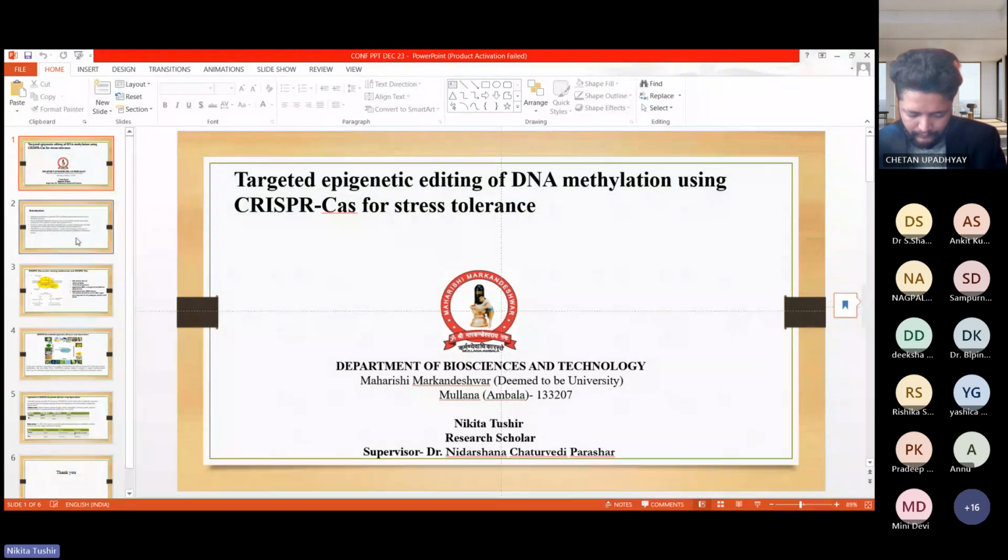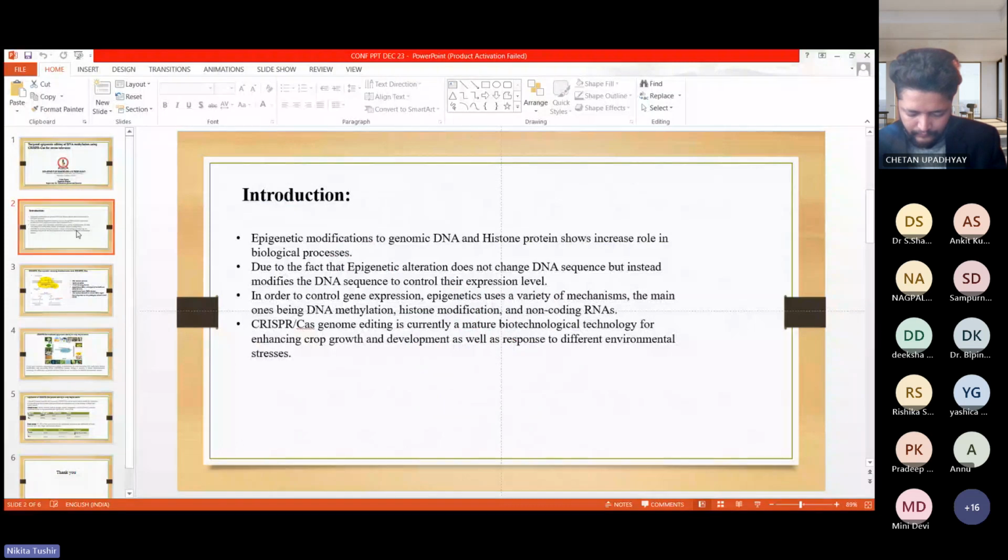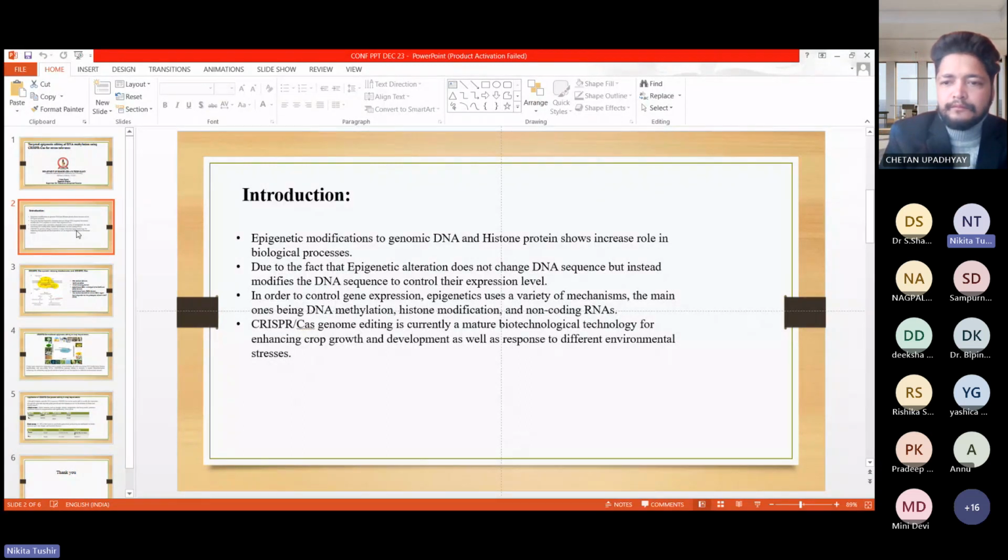Starting with the intro, epigenetic modification to genomic DNA and histone protein shows an increasing role in biological processes. Epigenetic alterations do not change the DNA sequence but instead modify it to control expression level. They only change expression; they don't affect the sequence like ATGC. Third, in order to control gene expression, epigenetics uses a variety of mechanisms, the main ones being DNA methylation, histone modification, and non-coding RNAs.